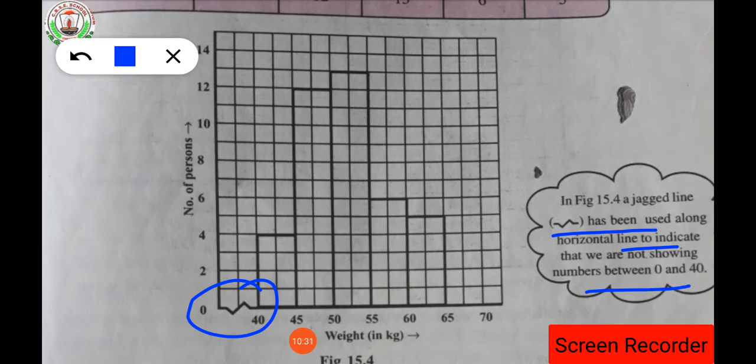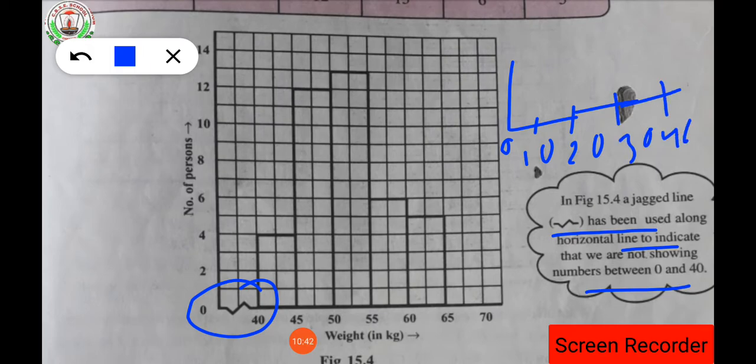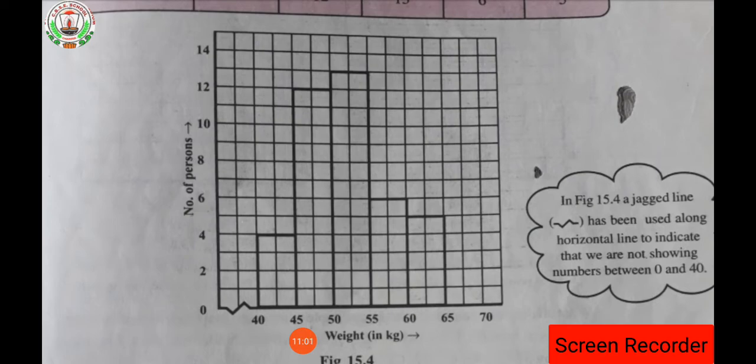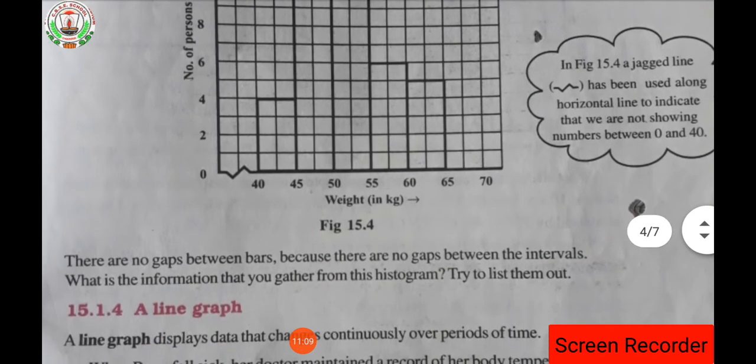It is given because if we were drawing it, we could show 0, 10, 20, 30, then 40. But after 40 only the graph will be drawn, so this much space would be left out. So instead of writing those numbers from 0 to 40 directly, we show a zigzag path. That is the interval which is not showing the numbers between 0 and 40. Clear everyone? This is the histogram.